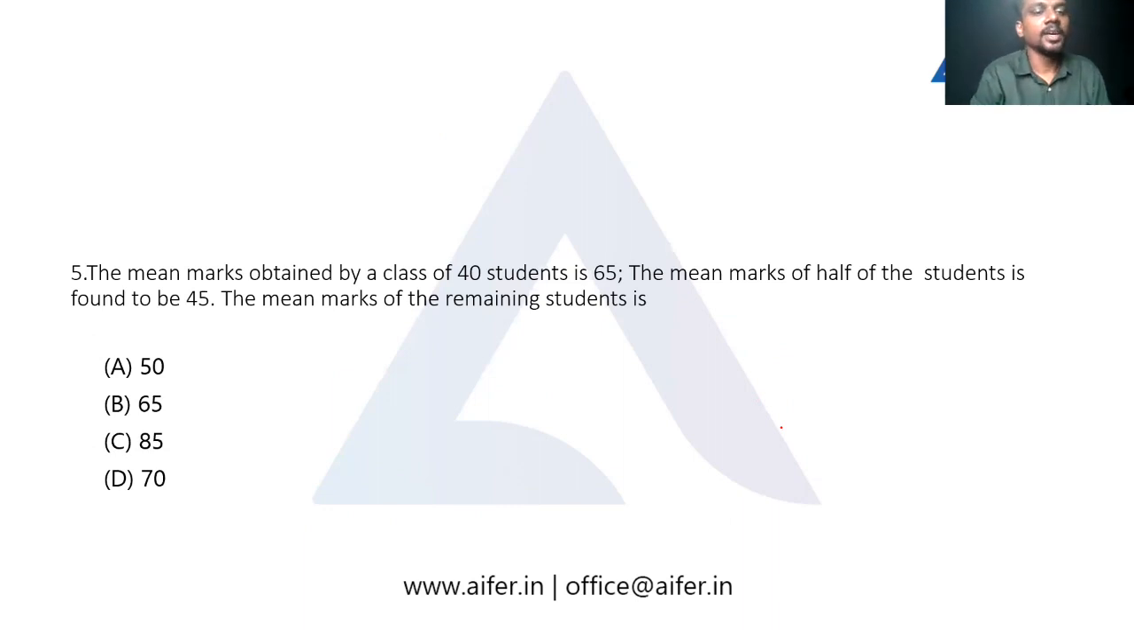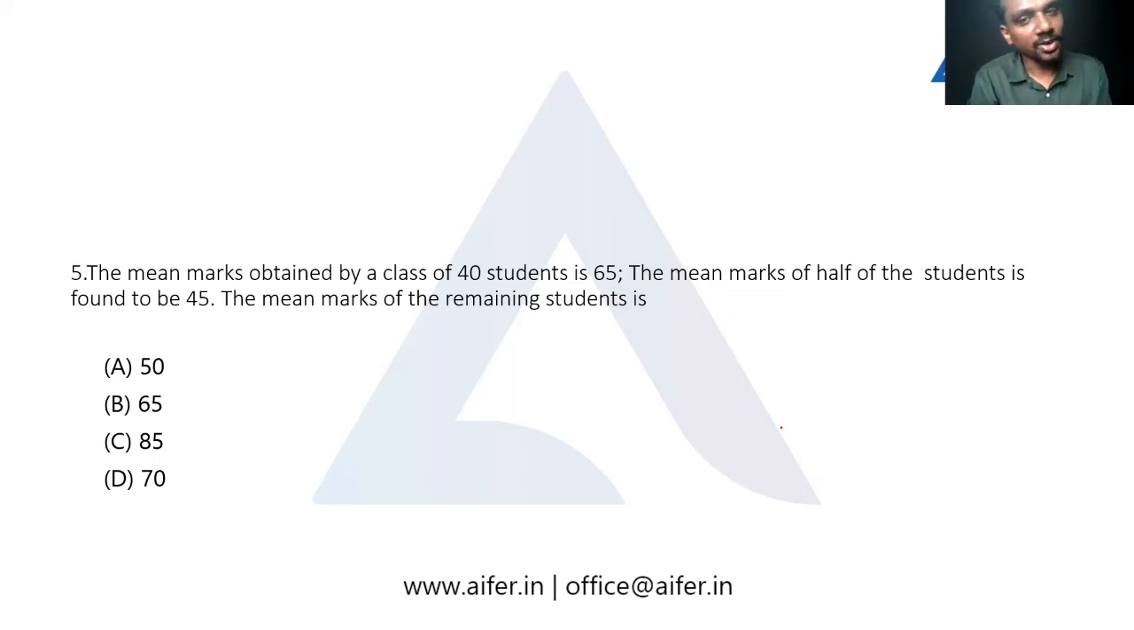Okay, for the day, that's the 5th one. The mean marks, okay, the question is: the mean marks obtained by a class of 40 students is 65. Mean means average. The mean marks of half of the students is found to be 45. What will be the mean marks of the remaining students?